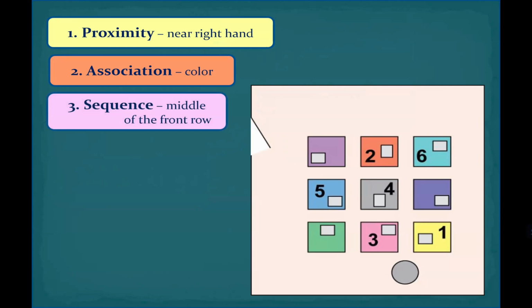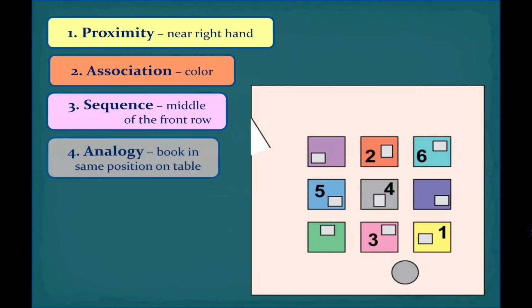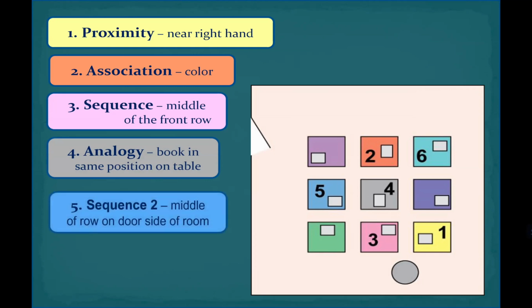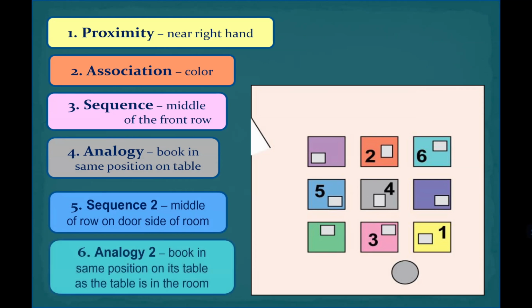If you're going to use the sequence network, that's in the front of your head, again, a different place, you'll pick table number 3. If you're going to think it's the book that's in the same position on the table, you'll pick table number 4. A little bit more complicated sequence, the middle row or the front door side of the room. That's table number 5. And then a complicated analogy, the book in the same position on its table as the table is in the room.